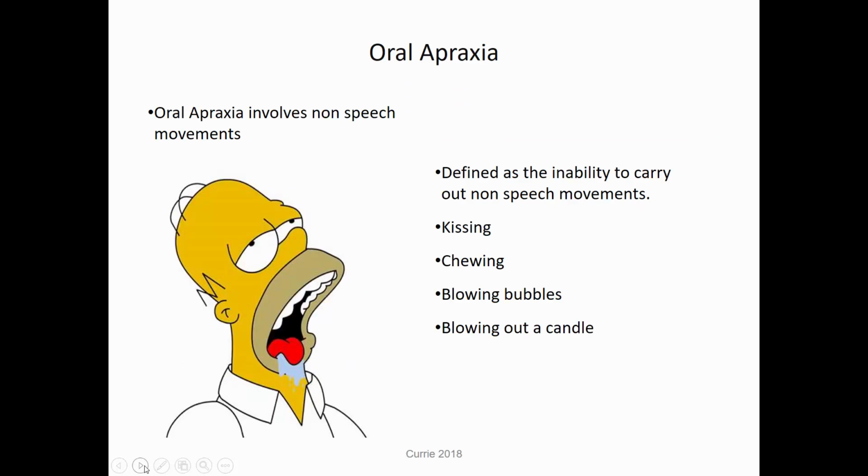This is non-speech movements, so we need to have control over our mouths for kissing and chewing and passing a grape from the left side of your cheek to the right side of your cheek and blowing out bubbles and blowing out a candle. And so oral apraxia is the inability to carry out non-speech movements. Signs that somebody might have oral apraxia would be drooling or crumbs on their lips and mouth, mouth breathers, or people who are able to chew only on one side of their face, for example.